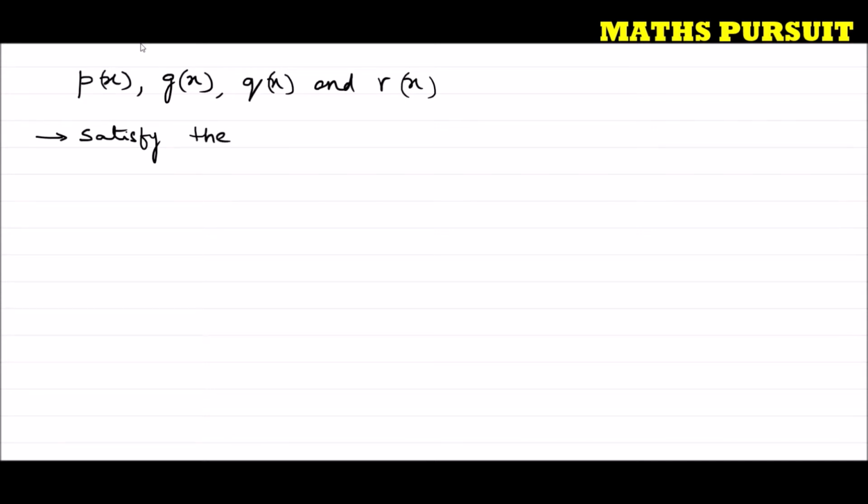The question has asked us to give examples of polynomials p(x), g(x), q(x) and r(x), and there are two conditions. One condition is that this example should satisfy the division algorithm. This is condition number 1.